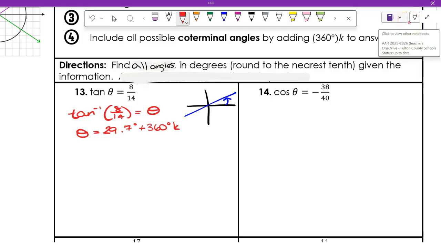So now what do I do at that 29.7? Somehow or another, I also have to find this other angle measure that I have over here in the third quadrant.